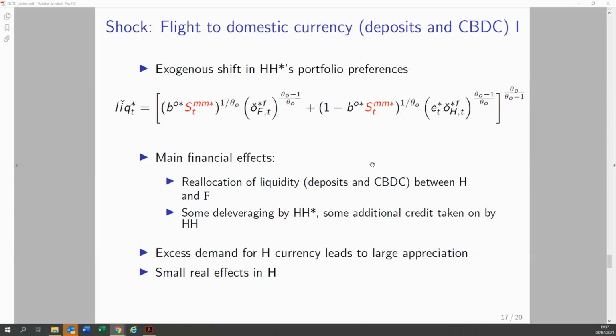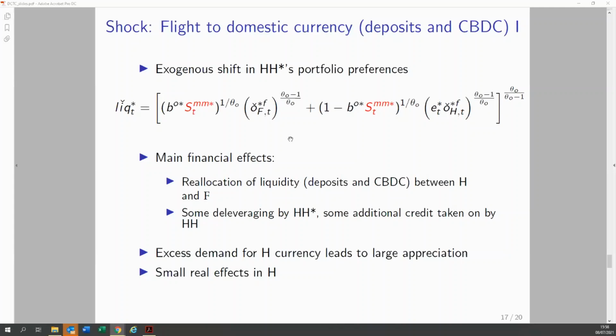And here the shock is a flight to domestic currency. So this is essentially an exogenous shift in foreign household portfolio preferences over liquid assets denominated in foreign or domestic currency. So it's a shock to the financial home bias, which I highlighted here in red. So the main financial effect of this shock is just a reallocation of liquidity, which is really what these households want. So they just want to hold more liquid assets denominated in home currency rather than foreign currency. And these will be spread between both deposits and CBDCs. Of course, in general equilibrium, this has to be accommodated by households in the other country, which they do once the exchange rate appreciates.